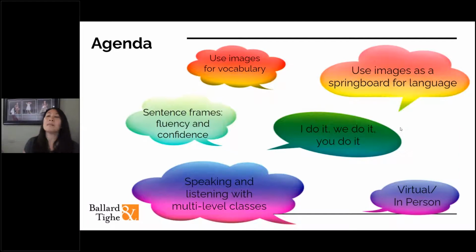We're going to talk about using images as a springboard for language, the sentence frames, and how that can build fluency and confidence in an I do it, we do it, you do it model. We're going to talk a little bit about not just speaking and listening, but reading, writing, listening, and speaking, but definitely with multi-level classes and how to do that virtual and in person.